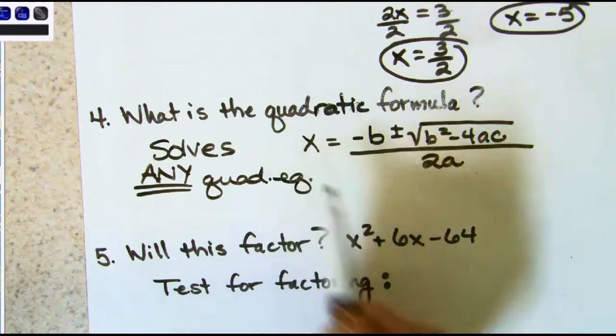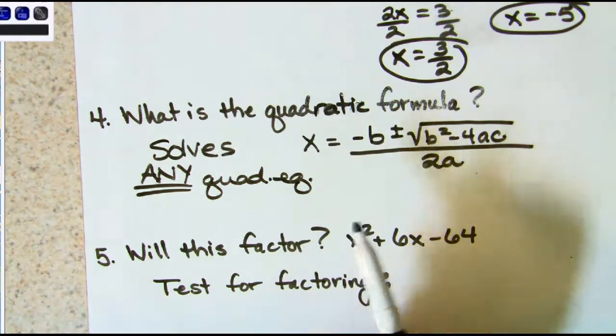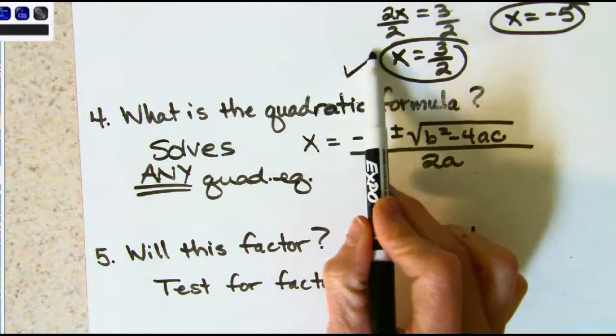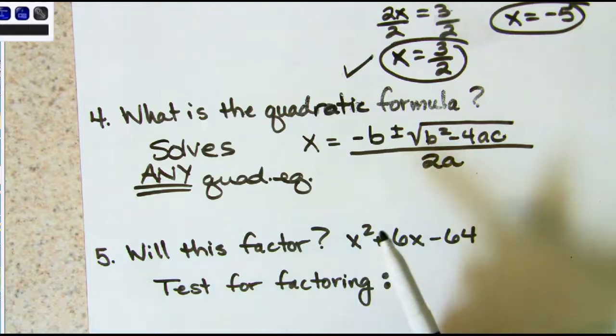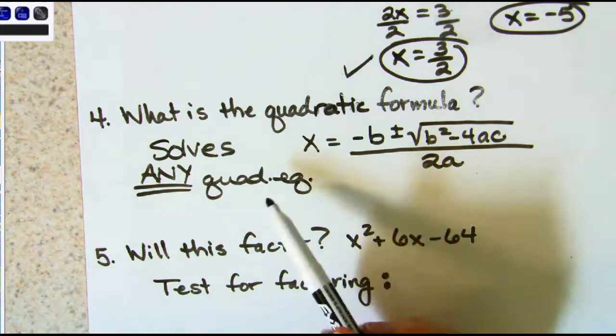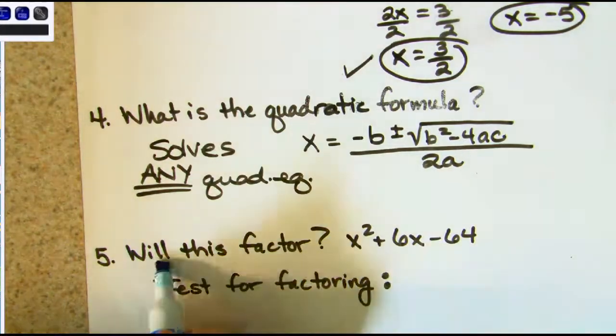Okay? Now, it is time consuming. So you really want to avoid it if you can. If you can get it factored, it's typically quicker to factor it. But this is your backup plan. If you cannot figure out how to factor it, you do the quadratic formula. Now, the quadratic formula also helps you know if something will or will not factor. It says, will this factor?